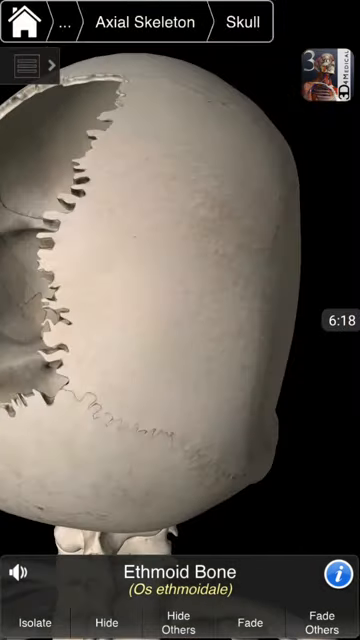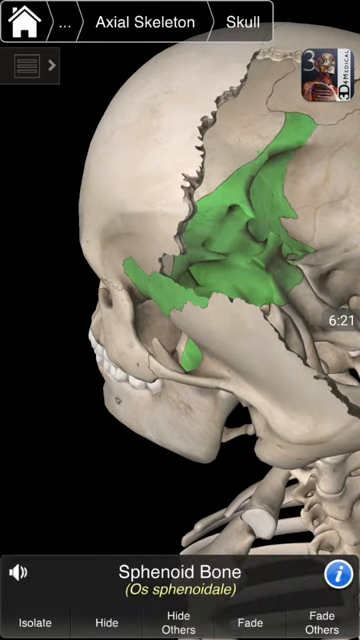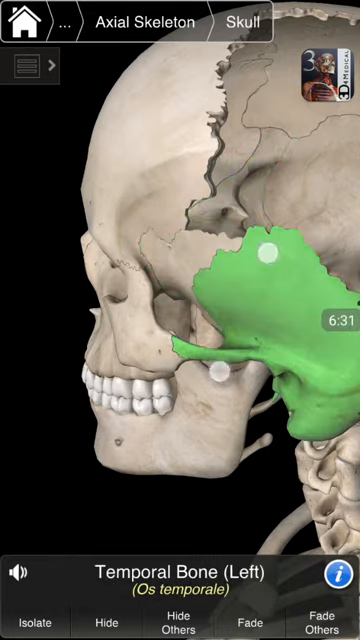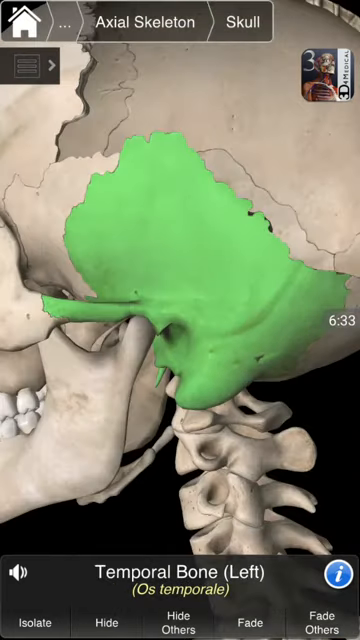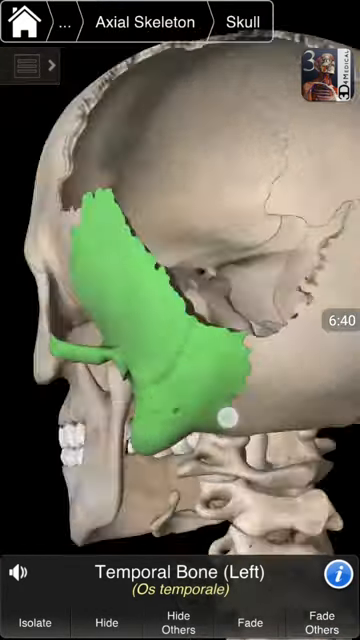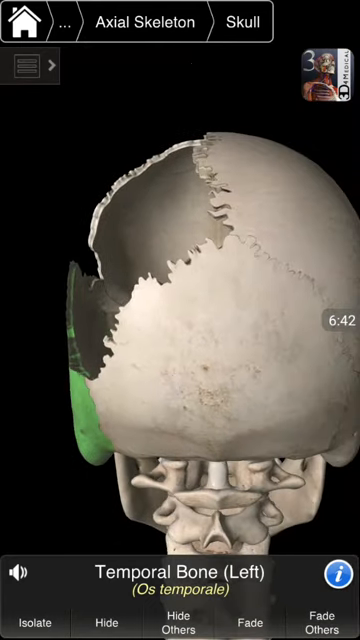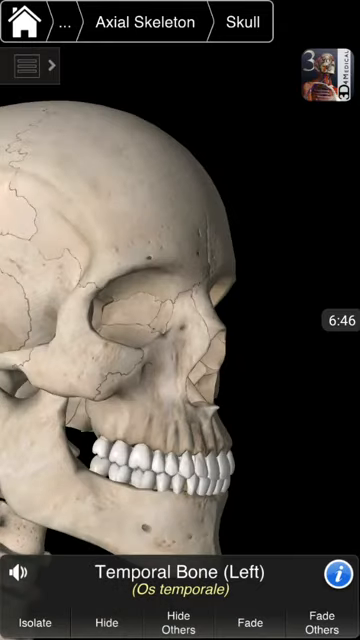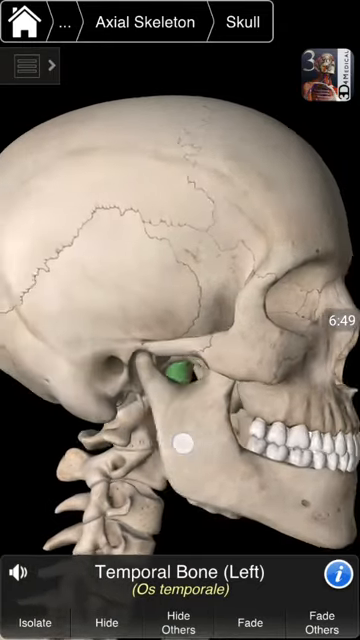Then we have got the sphenoid bone, where this is the pituitary fossa. Here you can see, inferior and deep to this pituitary fossa, we have got the sphenoidal air cells. Then we have got the temporal bone. This is the mastoid process. Again, this mastoid process has got mastoid air cells. So these are the pneumatic bones.